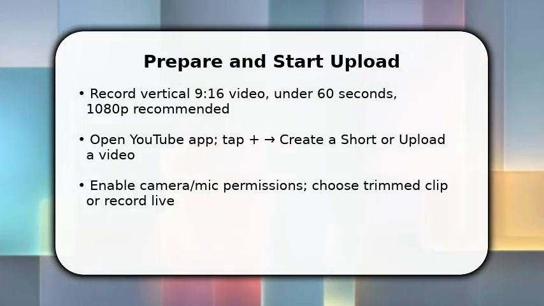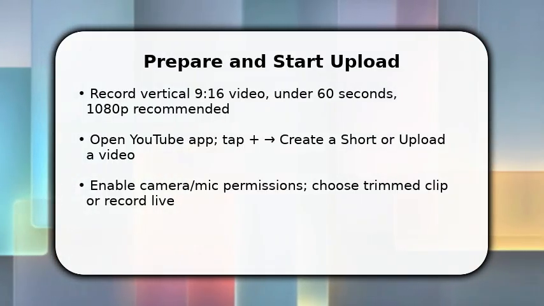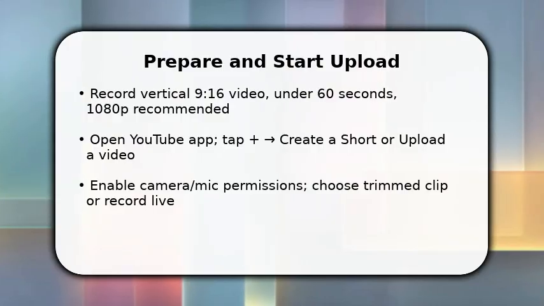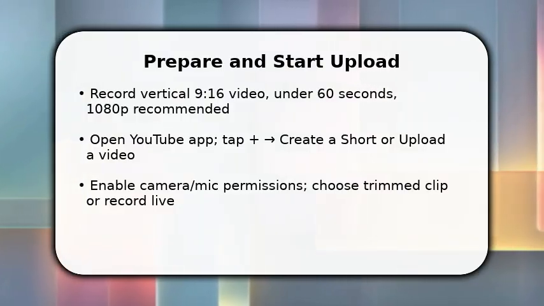You begin by getting your vertical clip ready and opening the YouTube app. Make sure the video is under 60 seconds and framed 9:16. Once the app is open, tap the plus button and select Create a Short or Upload. This puts you directly into the short workflow.